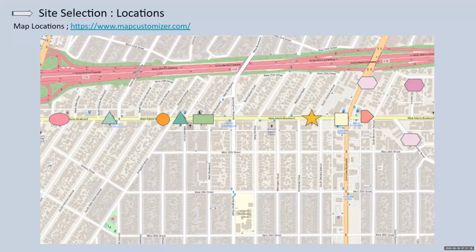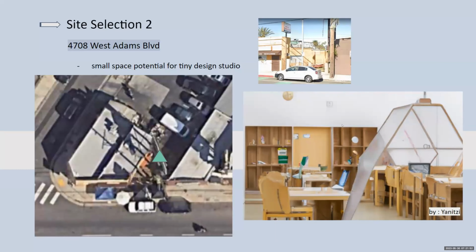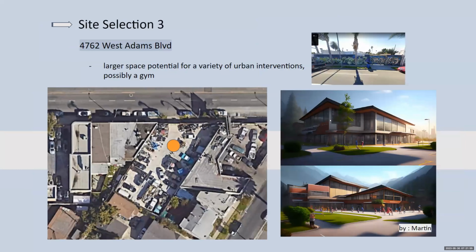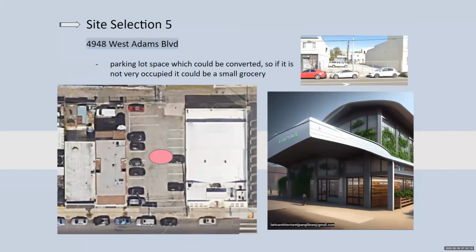So this is my site selections. There's a lot of them. So my first one was this site. I was thinking there's a space potential for a community farm. And then this one, I was thinking a design studio. This one was a larger space, so maybe a gym. I saw that this space said for lease, so maybe it could be renovated to have a library. I see this one doesn't look very occupied, so it could be a small grocer.